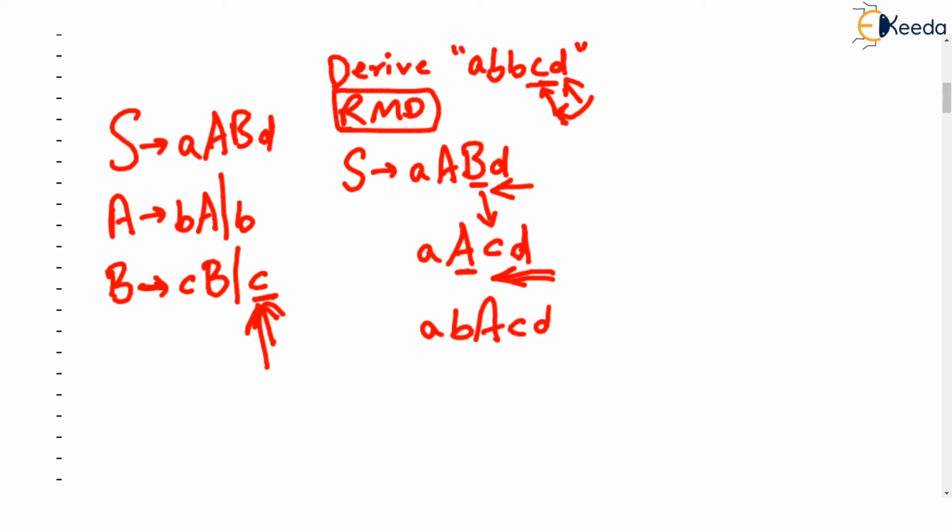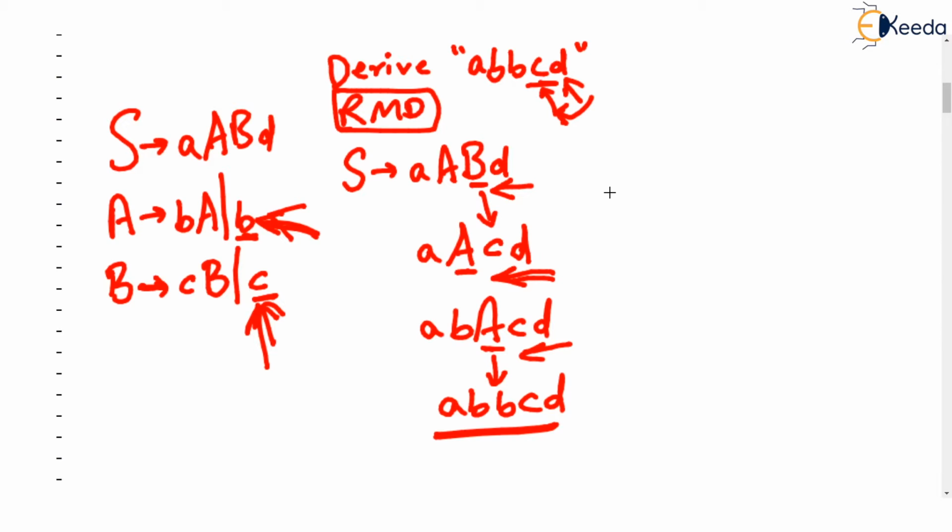Why did we use BA? Because we need two B's. Now finally the rightmost non-terminal is A, and now we can replace this A with a single B. This option I am talking about here, which I am pointing to, and then CD remains. This is the rightmost derivation.